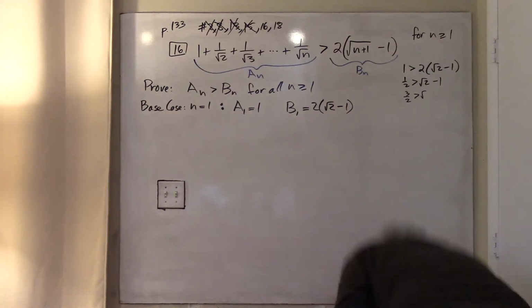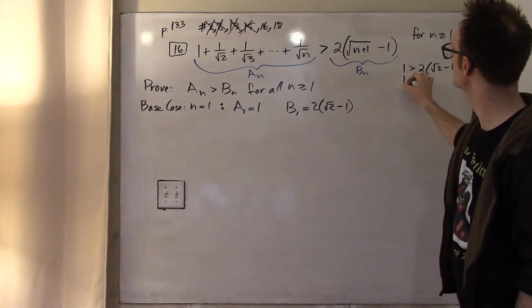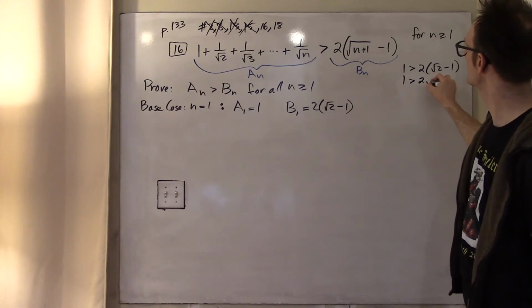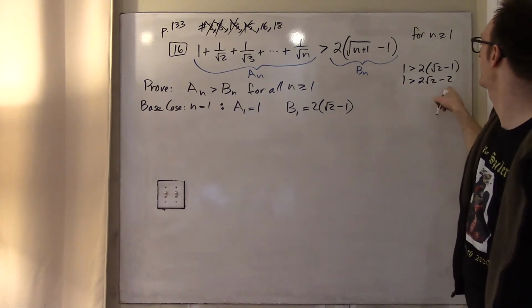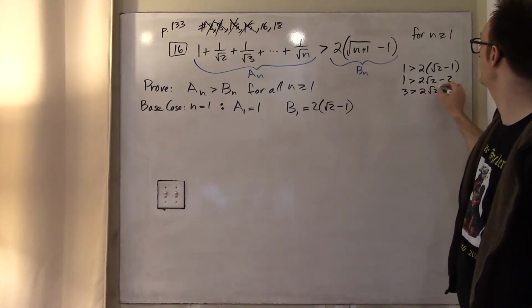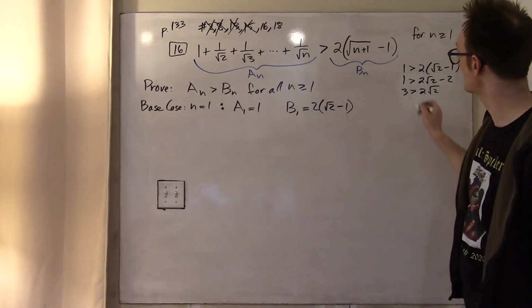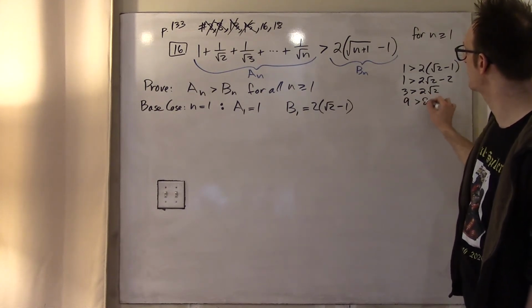I don't think I needed these fractions actually. Why don't I just change my mind, multiply this out, so I get 2 root 2 minus 2. Yeah, this is better. Add 2 to both sides, that gives me that 3 is bigger than 2 root 2. Is that true? Yes, it is, because these are two positive numbers, and if I square them, I get that 9 is bigger than 8.